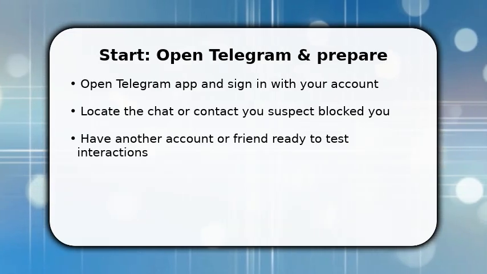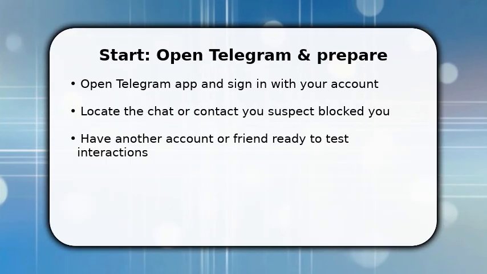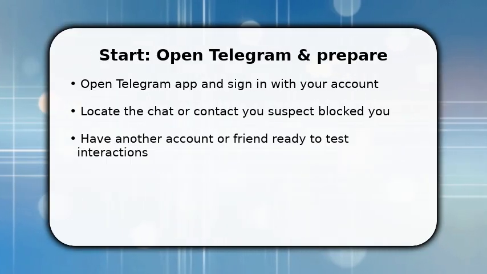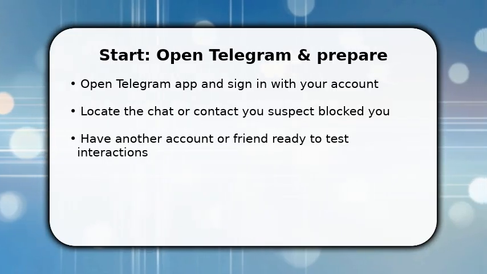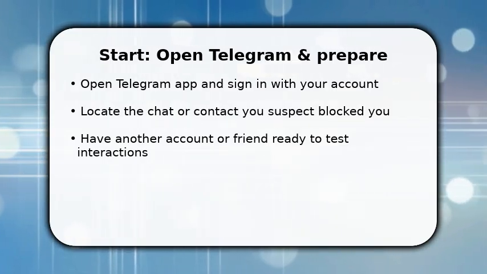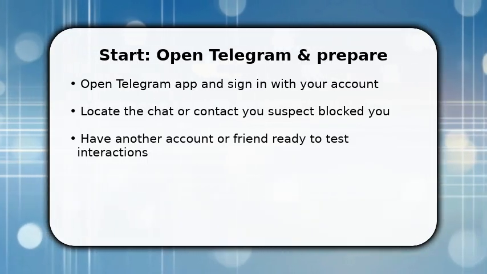Enjoy the video. You start by opening Telegram and signing in. This ensures you can observe live status changes. Next, find the exact chat or contact you're testing so you don't confuse conversations. Once done, prepare a secondary account or ask a friend to help. You'll need a control to compare behavior.